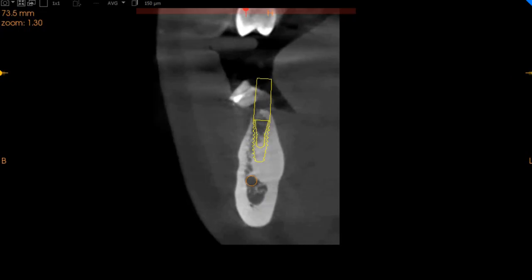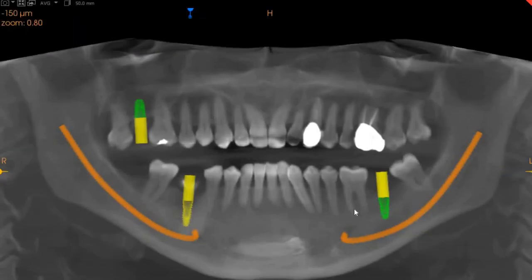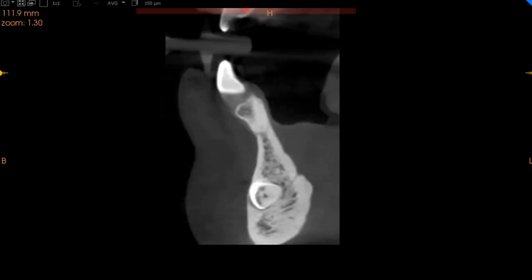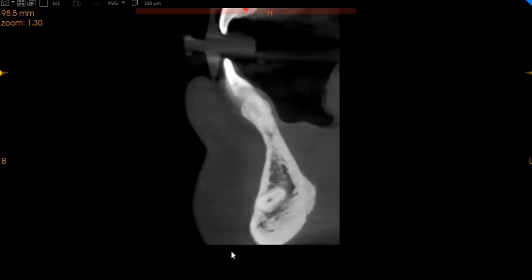We have placed virtual implants. These implants, other than the lower left 7, we don't have good bone support in any of the implants. One last thing that needs to be kept in mind is the impacted lower canine, which we can see right here. This is an impacted tooth which is doing very well. No radiolucency or cystic lesions can be seen around it.